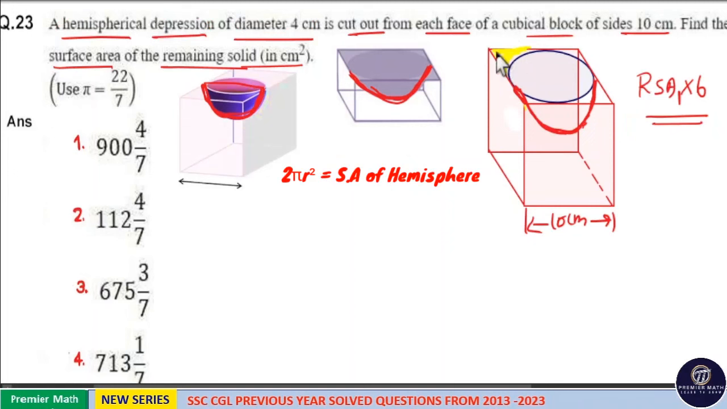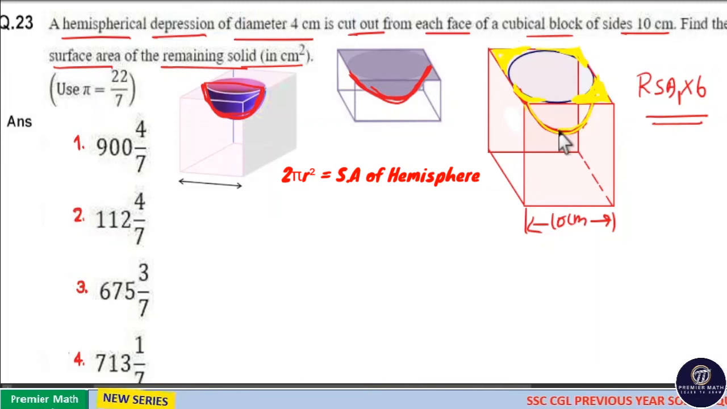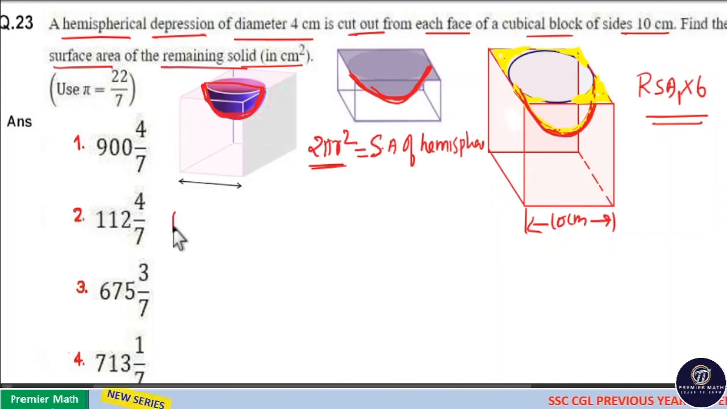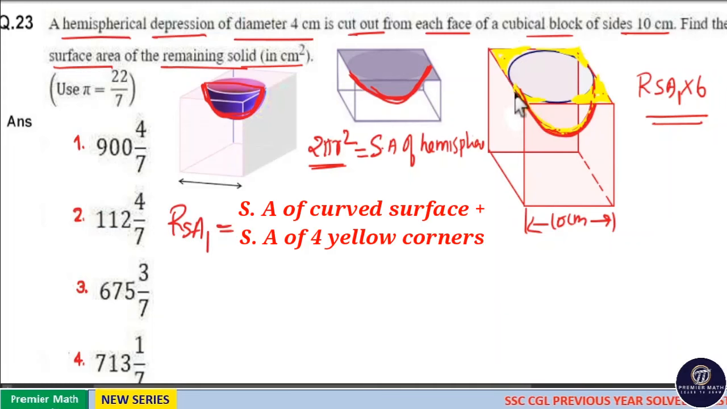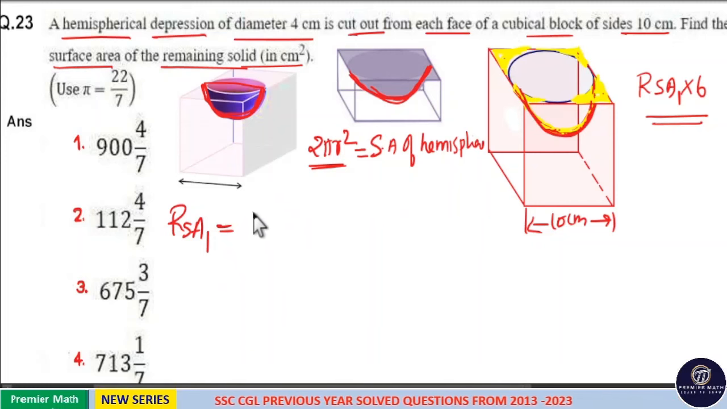Apart from this, if you look at this top face, these 4 corners are also part of this remaining surface area. These 4 corners plus this depression's curved surface area is the remaining surface area of this top face. So, 6 such faces are there. Now, the remaining surface area of one face: look at the top face, this is a square. So the area of the square is equal to a square.